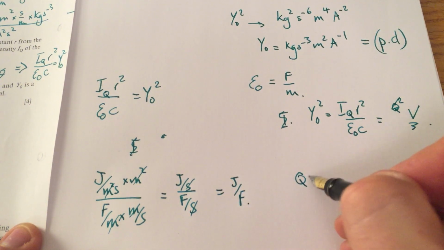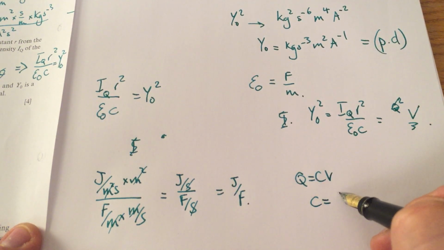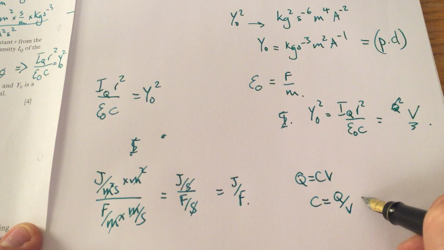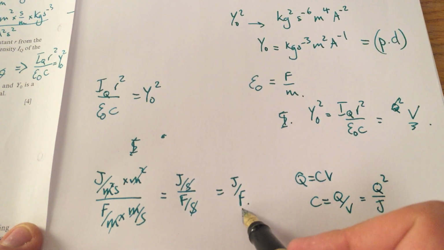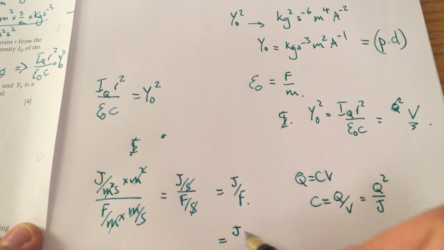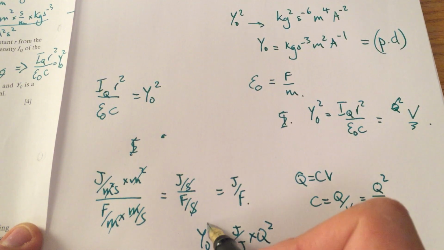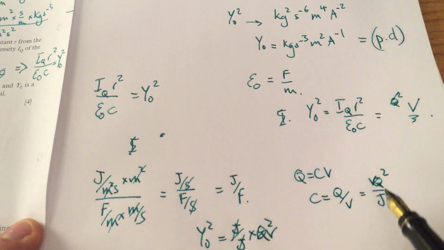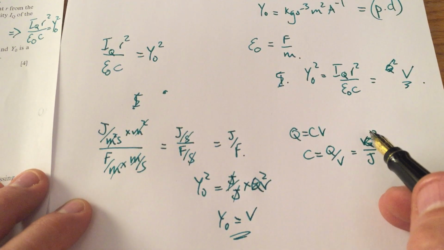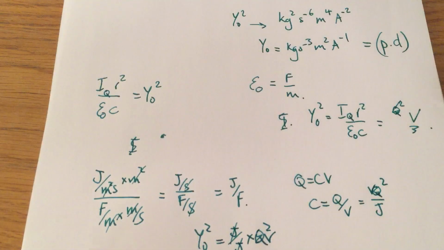You know that Q is CV, so C obviously is Q over V. Voltage is the number of joules per coulomb. So if I take that, farads are joules per coulomb, so it gives me joules over joules by Q squared, y naught squared. They drop out, so y naught equals volts. So therefore y naught equals volt. Okay, took a long time on that one, but it's probably worth seeing from both sides.